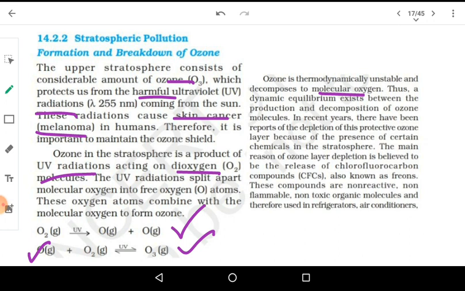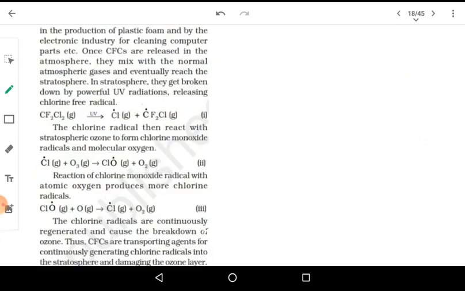Now, the main chemicals are the chlorofluorocarbons, also known as freons, and these are non-reactive, non-flammable, non-toxic organic molecules, and therefore are used in refrigerators and air conditioners. Now, what is happening is that the chlorofluorocarbon, that is CF2Cl2, can undergo homolytic cleavage, leading to Cl free radical and CF2Cl free radical.